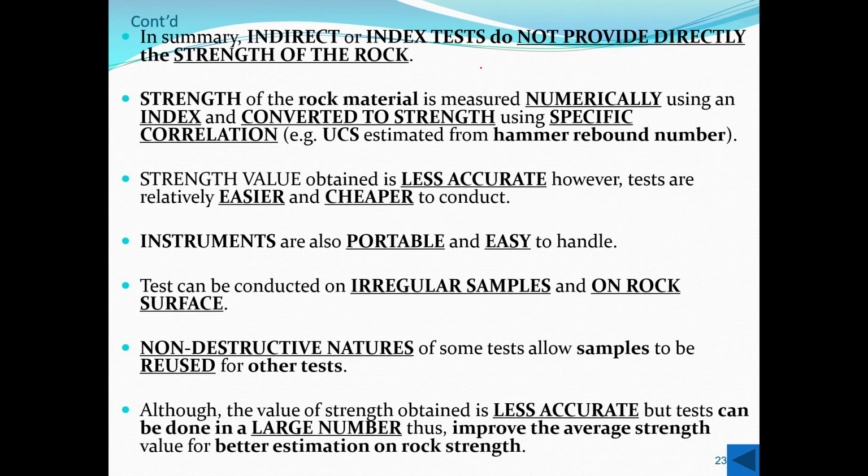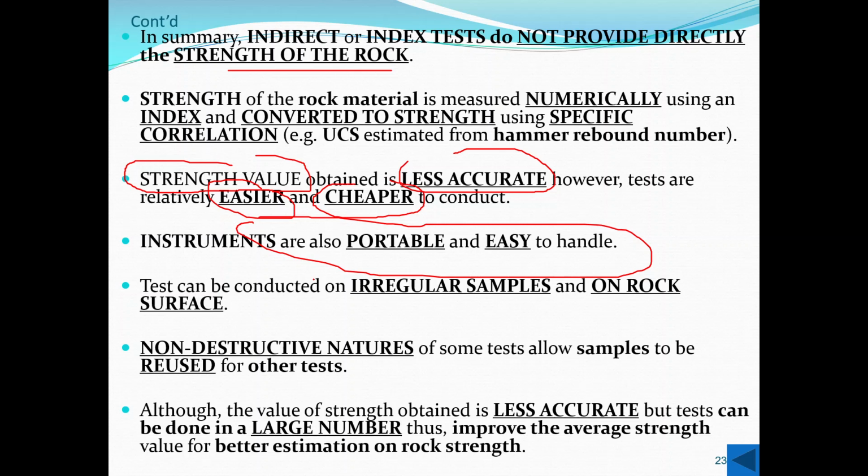So in conclusion, this direct test or indirect test does not provide direct strength of the rock, but then we can use the correlation to get the strength of the rocks. So the strength that we get from this indirect test normally is less accurate, but the test is easier and cheaper. Then the instrument is portable and normally it's easy to handle.